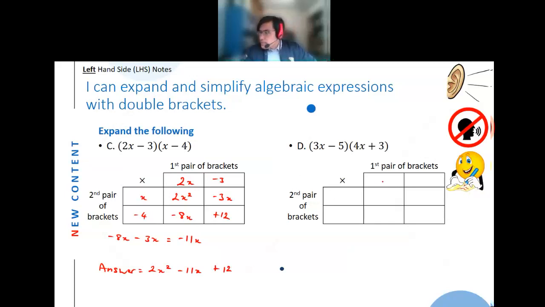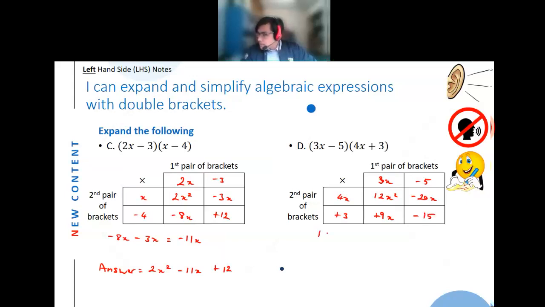all right, and here we've got 3x in the first pair minus 5, then 4x plus 3. Okay, 4 times 3, that's 12. X times x, that's x squared. 4x times negative 5, positive and negative is a negative. 4 times 5 is 20, it's a negative 20x. 3 times 3x, both positive, so it's going to be positive. 3 times 3 is 9, so plus 9x. And then plus 3 times negative 5, positive and negative is a negative. 3 times 5 is 15.